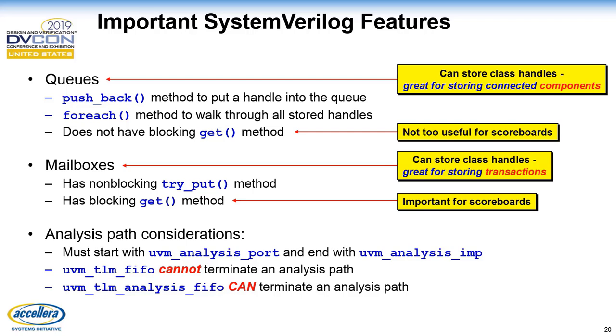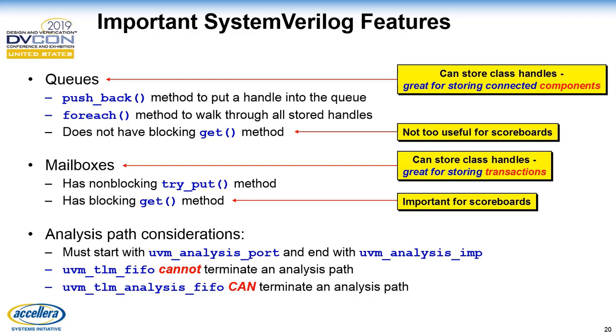So they've got methods to pull things off, but you have to pull or use other status techniques to find out if there's anything there that you can use. The mailboxes, on the other hand, are great to store transactions. They do have a non-blocking try-put method to put something in. That's going to become very important to us for analysis paths.